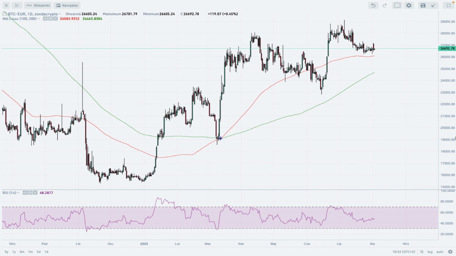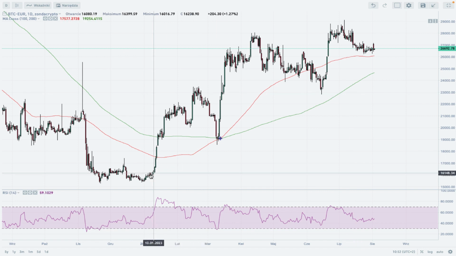Today is Thursday, August 3rd, 2023. Let's take a look at the daily time frame chart. As you can see, I'm using the 100 and 200 moving averages together with the RSI, and of course I'm using the classical technical analysis. What do we see here on this chart?